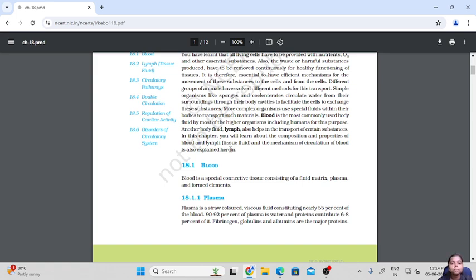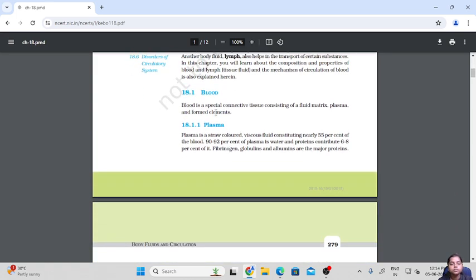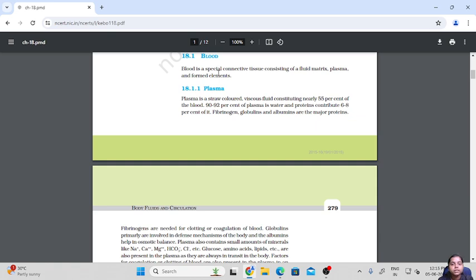In this chapter you will learn about the composition and properties of the blood and the lymph, and also the mechanism of circulation of blood. So we will start with the blood. What is the blood? It is a special connective tissue consisting of a fluid matrix, plasma, and the formed elements. We'll see what the formed elements are in detail.